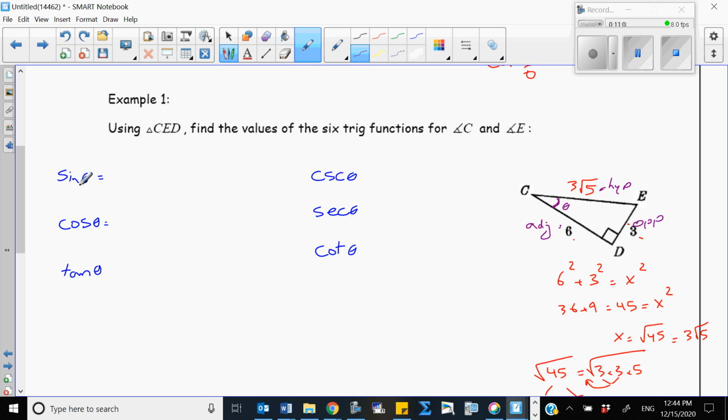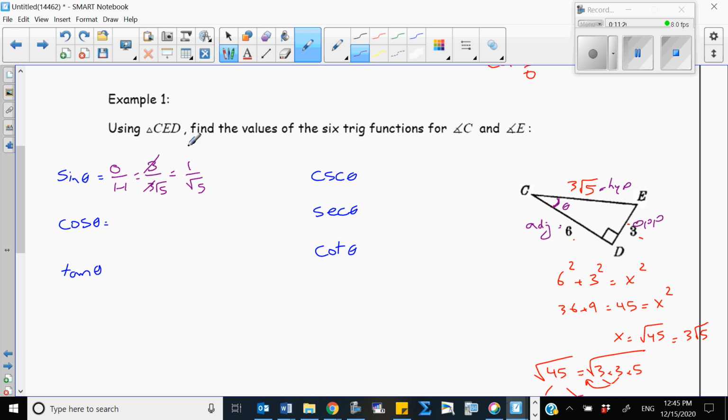What was the rule for sine based on SOHCAHTOA that we just learned? Sine is opposite over hypotenuse. What is opposite? It's 3. Hypotenuse is 3 radical 5. Now I simplify that and it's equal to 1 over radical 5.